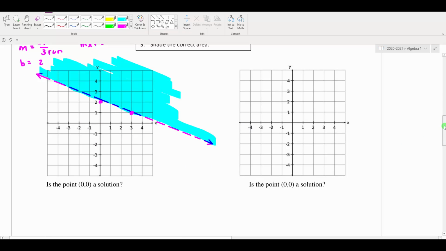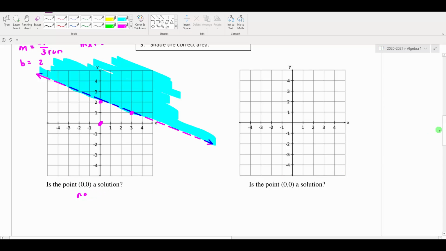And the final question that they ask you here is whether or not 0, 0 is a solution. So the point 0, 0 is located right here. And you'll notice that all of our solutions are in the shaded region, right? So this blue region that I created here, that's where all of our solutions exist. 0, 0 is not in that shaded blue region, so the point 0, 0 is not a solution.